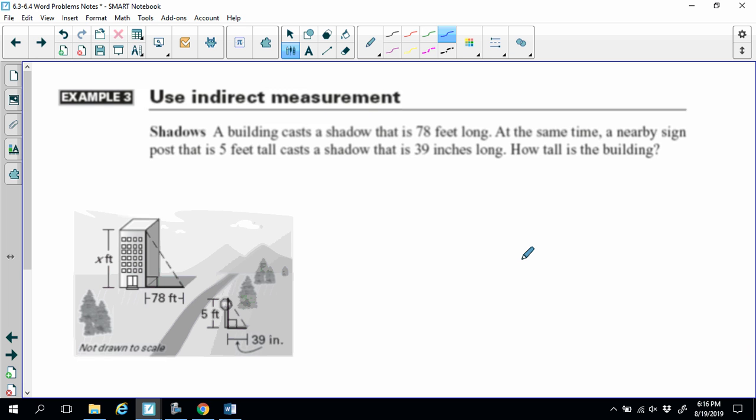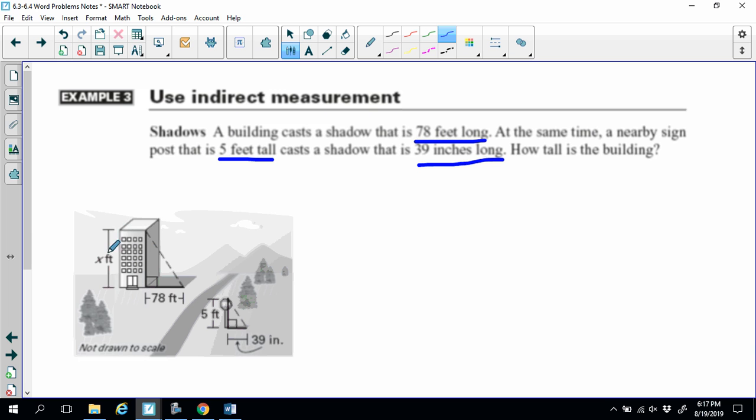So it says a building casts a shadow that is 78 feet long. Well, we're probably going to have to use that information there. At the same time, a nearby signpost that is 5 feet tall casts a shadow that is 39 inches long. How tall is the building? So here they give us some numbers, which we're probably going to have to use all of them. Now the nice part is they have already put these numbers onto our picture here. So we can really use our picture to figure this out.